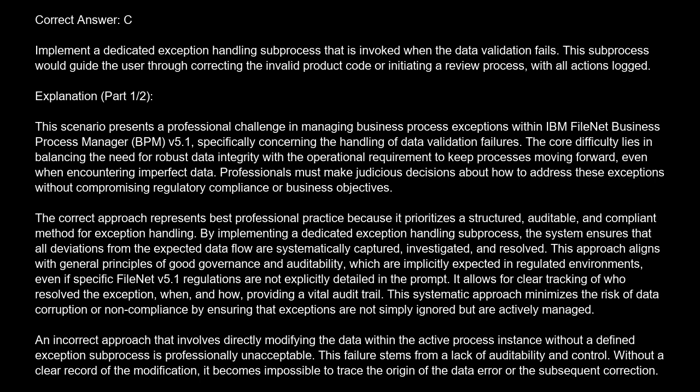The core difficulty lies in balancing the need for robust data integrity with the operational requirement to keep processes moving forward, even when encountering imperfect data. Professionals must make judicious decisions about how to address these exceptions without compromising regulatory compliance or business objectives. The correct approach represents best professional practice because it prioritizes a structured, auditable, and compliant method for exception handling. By implementing a dedicated exception handling subprocess, the system ensures that all deviations from the expected data flow are systematically captured, investigated, and resolved.